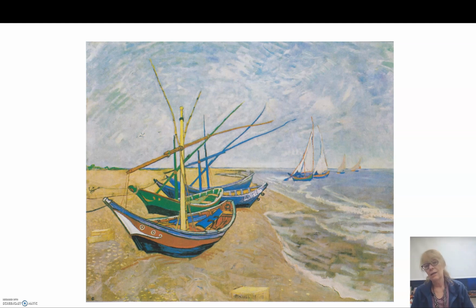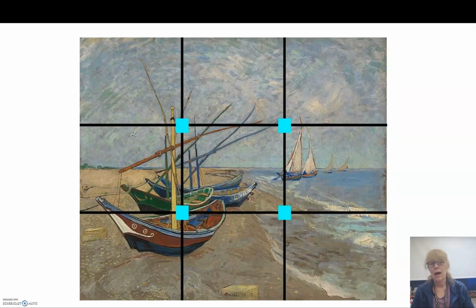The horizon line kind of broke that rule. It's kind of in the middle. But the boats balance that out, especially the boats here on the left. The most important parts are right here on this line, okay? And then even these angles and the tops of the sailboats, these are key points right here that he's using.